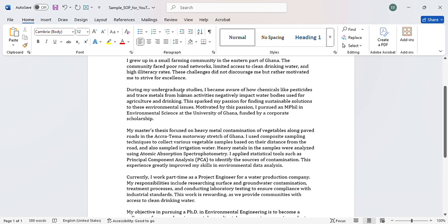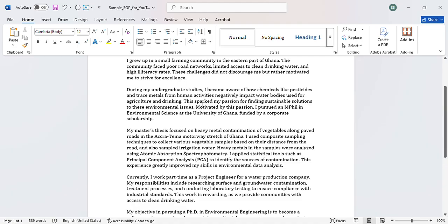During my undergraduate studies, I became aware of how chemicals like pesticides and trace metals from human activities negatively impact water bodies used for agriculture and drinking. This sparked my passion for finding sustainable solutions to these environmental issues. Motivated by this passion, I pursued an MPhil in environmental science at the University of Ghana, funded by a corporate scholarship.